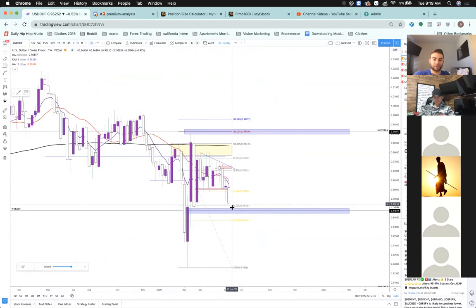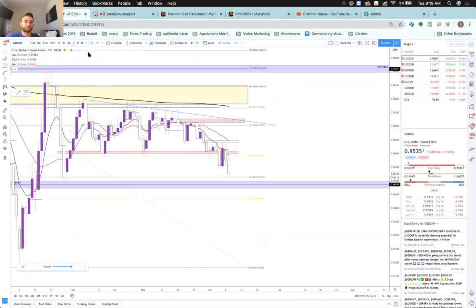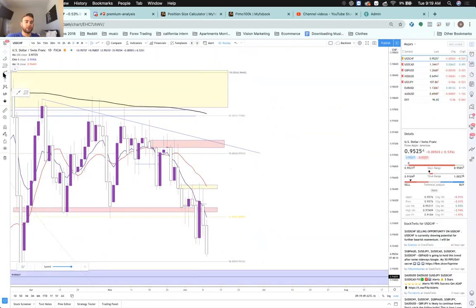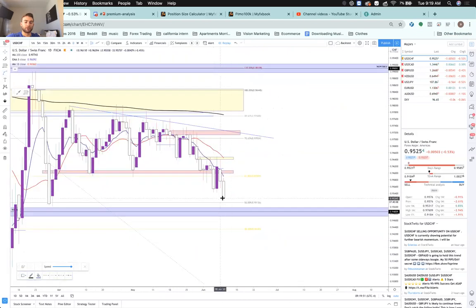I do see us reaching this lower level. So obviously there's really going to be no play on USD CHF for a couple of days. It just really made its move. So we're going to wait this out and see when the next opportunity does come for that. But I am looking for it to come down into this 9,500 area and then pop back up.